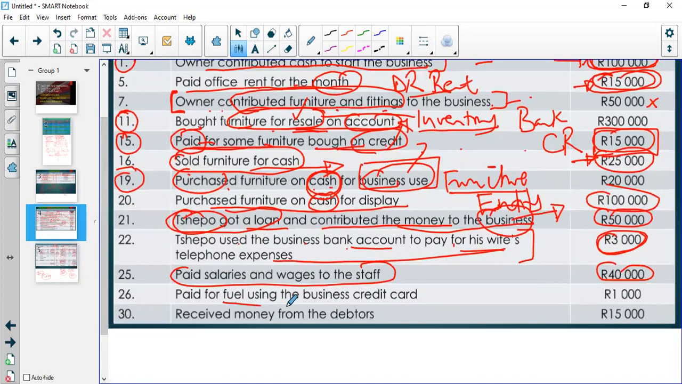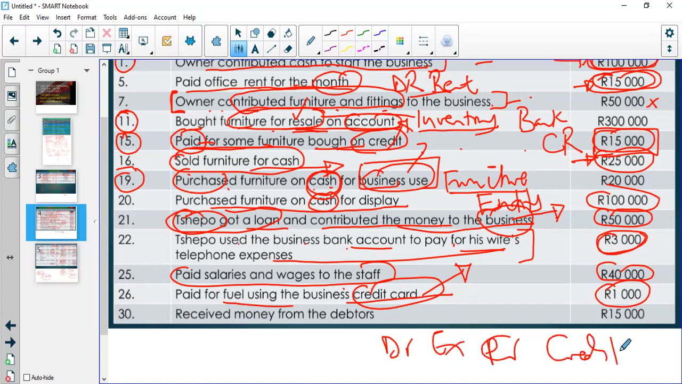And we paid for fuel using the business credit card. Because we use the credit card, all right, it's not our money, it's somebody's money. So this money didn't go out of our bank account. So this 1,000 rand did not affect our bank balance because we have a credit card, we use somebody's money. So we're going to debit the expense, credit the credit card, all right? Or maybe we can open an account called ABSA credit card, then we're gonna record there. So this is not going to affect our bank account.